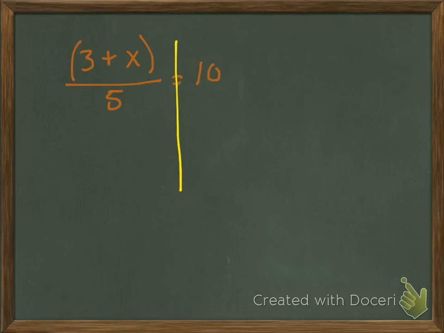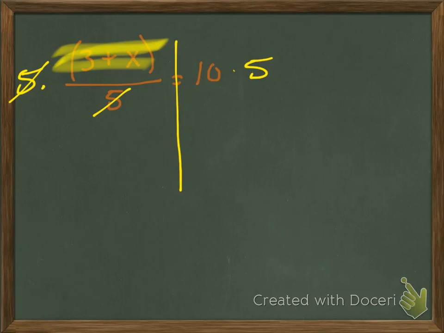And we talked about the reverse order of operations. So in this case, I have 3 plus x together because it's in parentheses. So that's the last thing that we want to make sure that we take care of. So in order to do that, I need to get rid of that divide by 5. So the opposite of dividing by 5 would mean I'm going to multiply by 5, both sides. Okay? So in this process, my 5s are going to cancel out, and I'm left with 10 times 5, which is going to give me 50. So I have my 3 plus x is equal to 50.